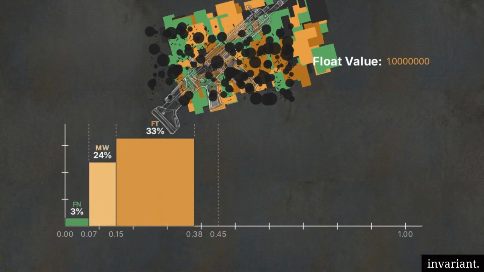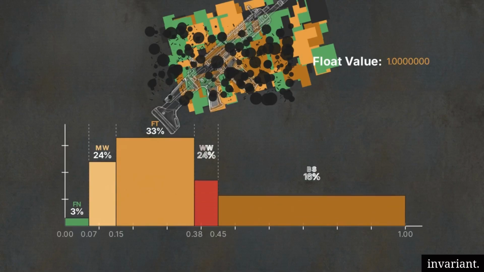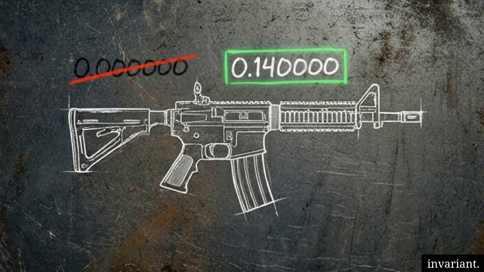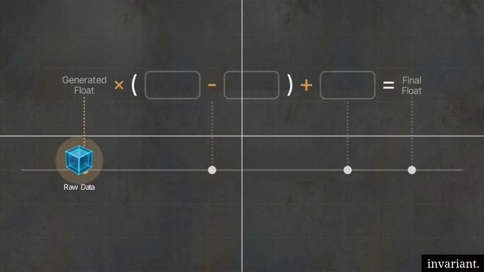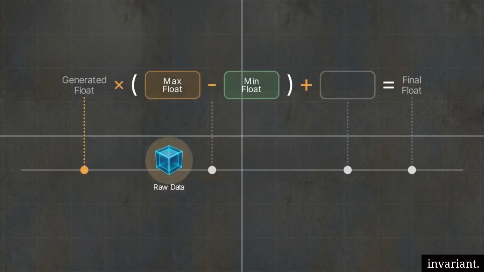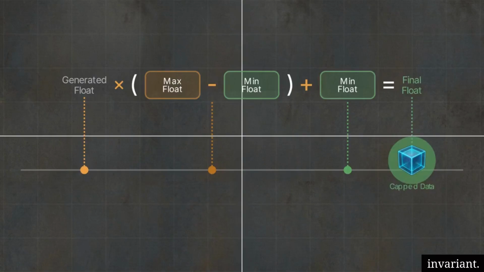A skin has roughly a 3% chance of rolling factory new, compared to a 33% chance of landing in the field tested range. Valve overrides the 0.0 to 1.0 limit for specific items. Capping the minimum float at 0.14 prevents older weapons from generating with unnaturally clean textures. The database calculates a capped item's final wear state using a specific equation. The generated float is multiplied by the maximum float minus the minimum float, plus the minimum float.